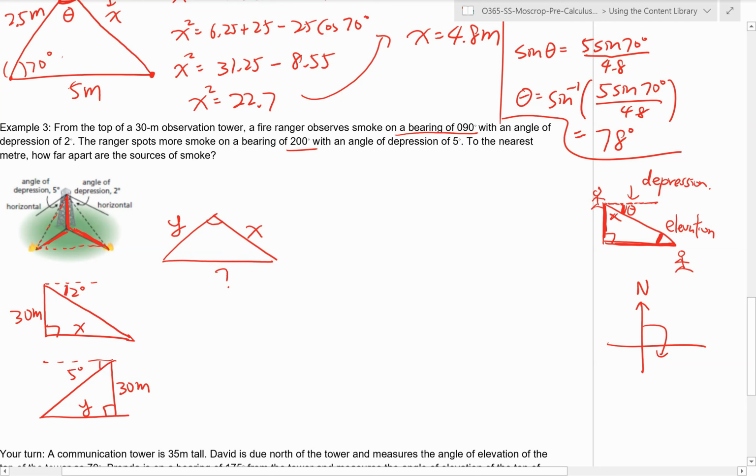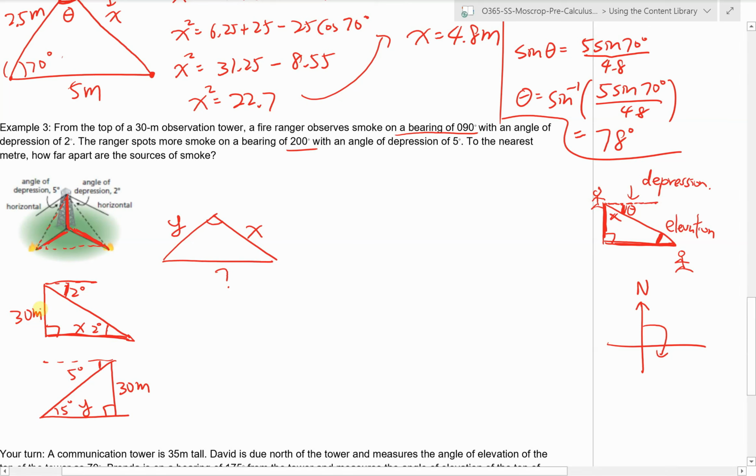So if you remember your angles properties of parallel lines, because this is horizontal, this is also horizontal. If that's 2 degrees, this is also 2 degrees. If this is 5 degrees, this is also 5 degrees. This is called alternate exterior angles. Or is it no? It's alternate interior angles. Okay, it's the Z rule. Okay, so here's 2 degrees.